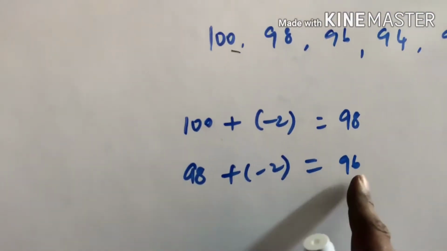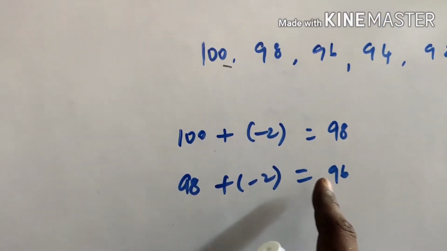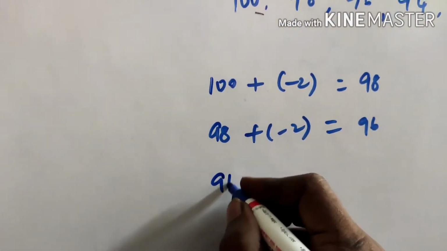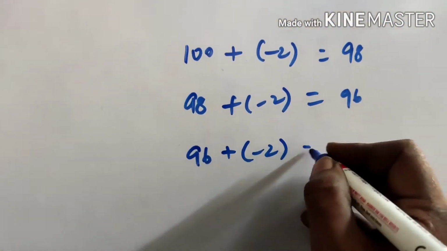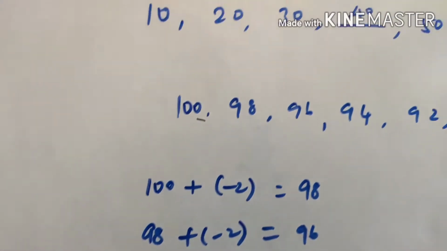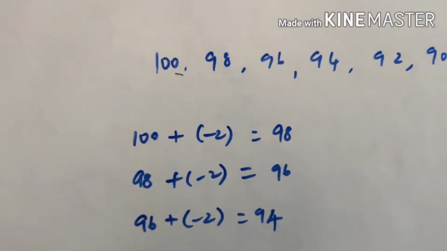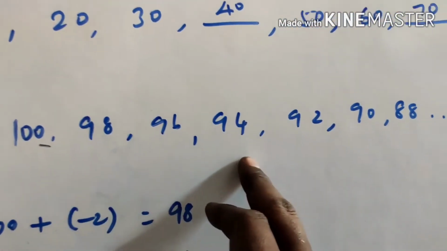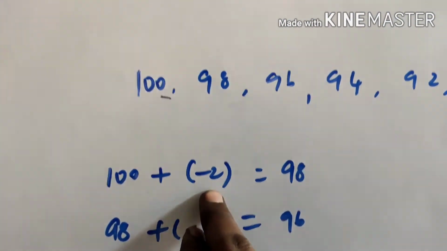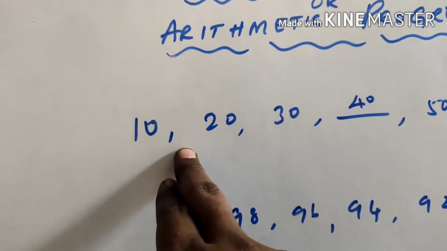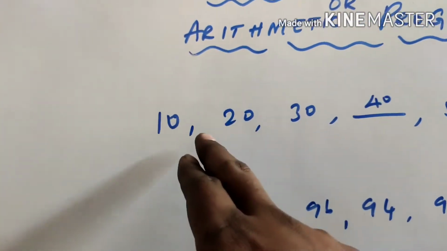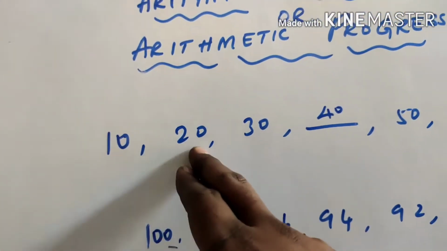Different signs: subtract and put the bigger number's sign. If you subtract for 96, the bigger number's sign is plus, not necessary to write. So 96 plus minus 2, you get 94. So here also you can use the same word, add. A common number is added to get the sequence. What is that number? Minus 2. In the earlier one, a common number is added to get the sequence, and that number is 10. 10 plus 10, 20.